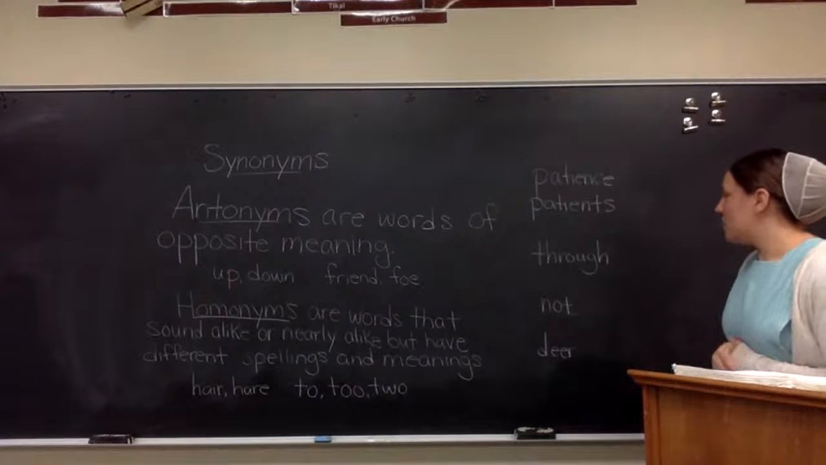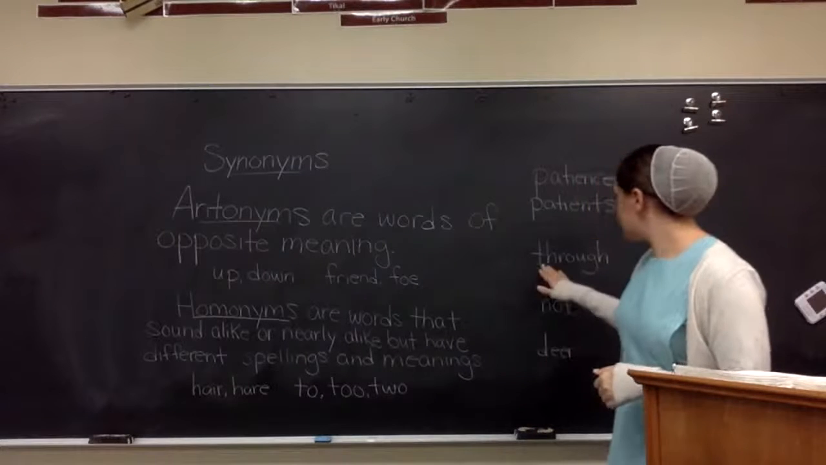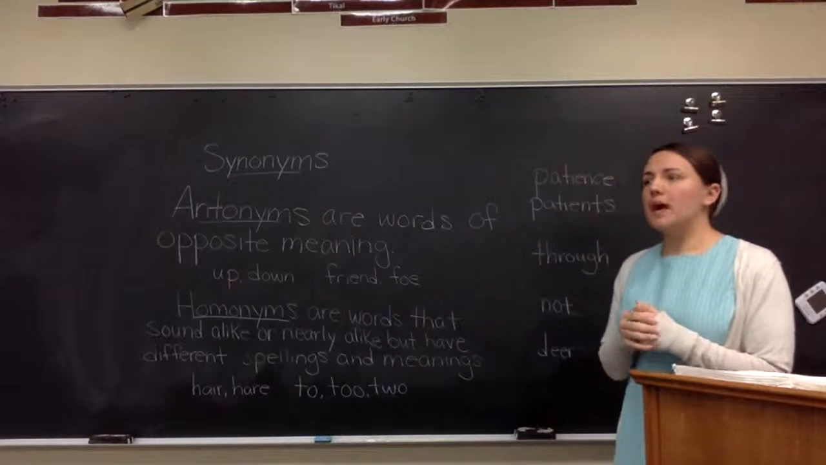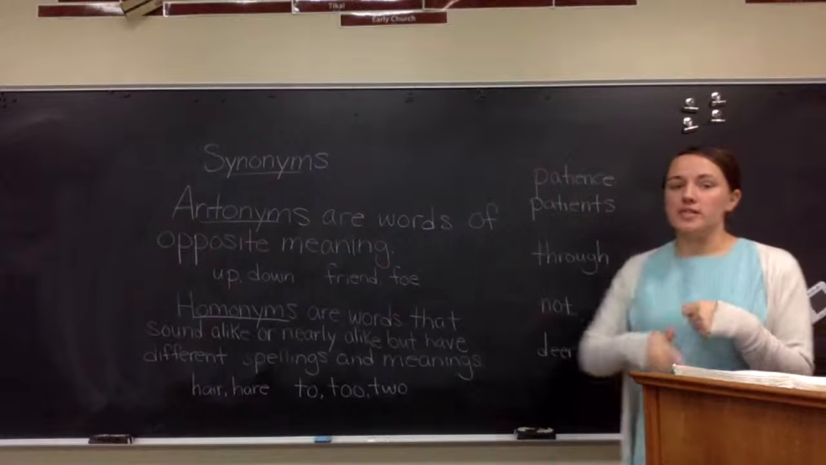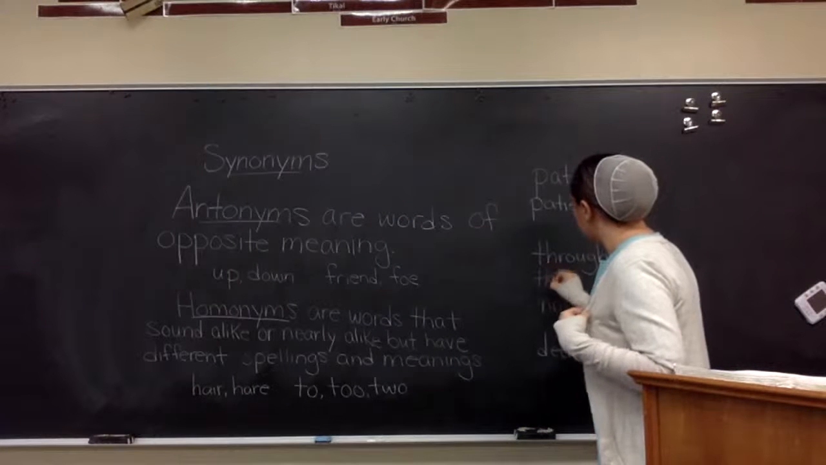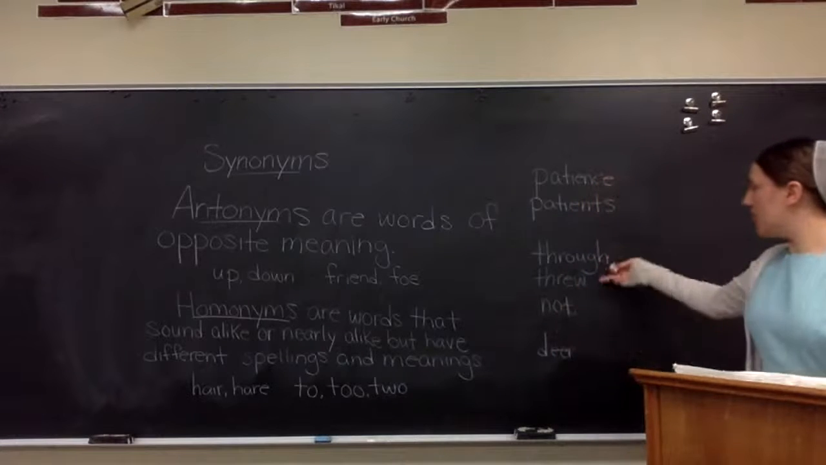Let's find a few more examples of homonyms. If we have the word through, as in going through something, what would be a homonym of through? If you think of using the word, you could say, I threw the ball. So that type of threw is spelled T-H-R-E-W. So we have through and threw.